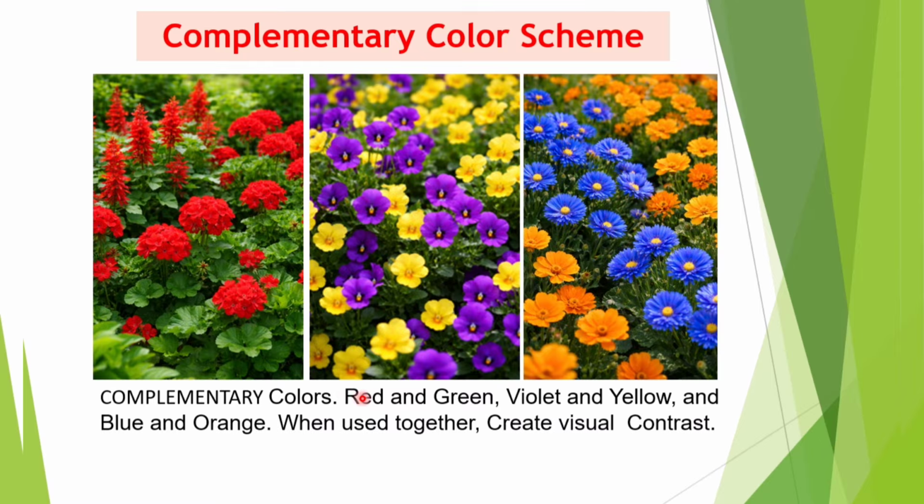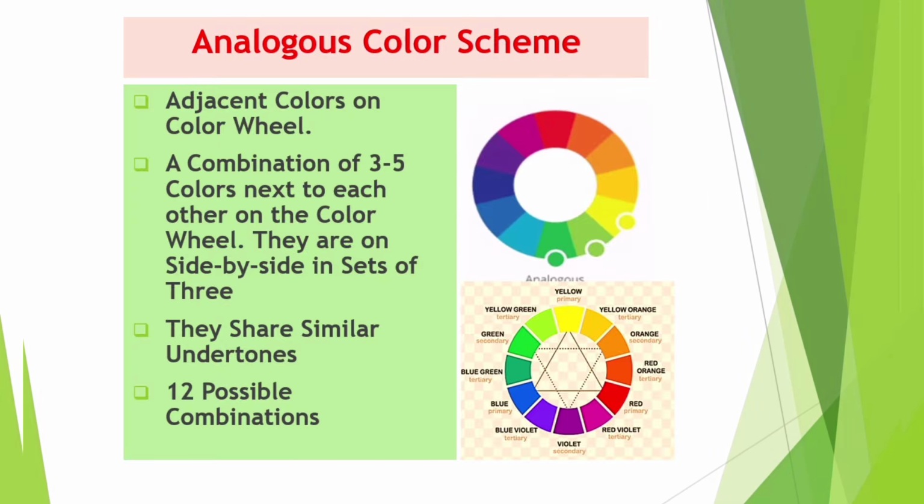Out of 6, there can be red and green, violet and yellow, and blue and orange. When they are used together, they create a visual contrast. So red and green is always a visual contrast. Violet and yellow is a visual contrast. Blue and orange is a visual contrast.